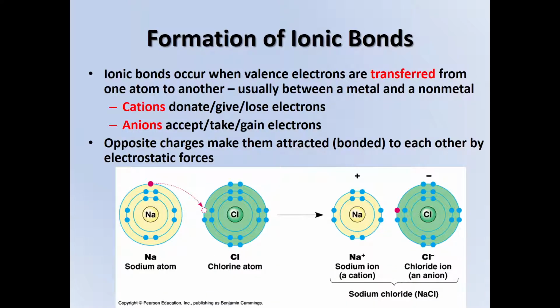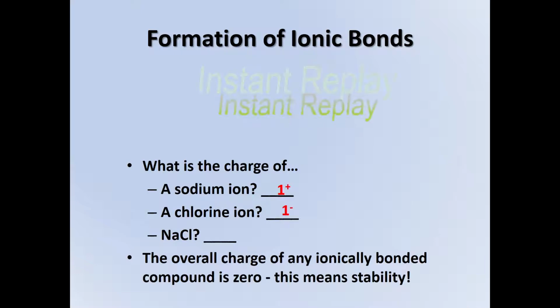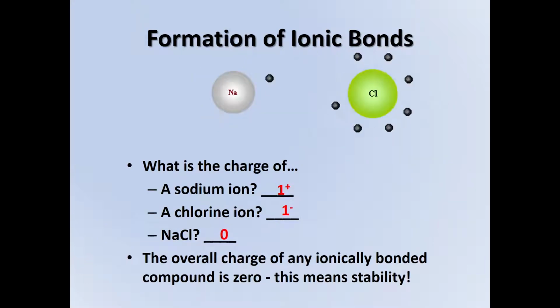So electrons are transferred from one atom to another. And opposite charges make them attract. So transferred and opposite. Then 1 plus, 1 negative, and 0 are the last things.